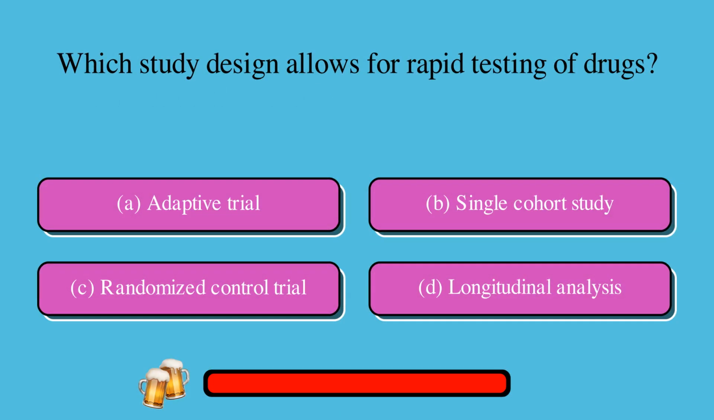Which study design allows for rapid testing of drugs? A, adaptive trial, or B, single cohort study, or C, randomized control trial, or D, longitudinal analysis? The correct answer is A, adaptive trial.